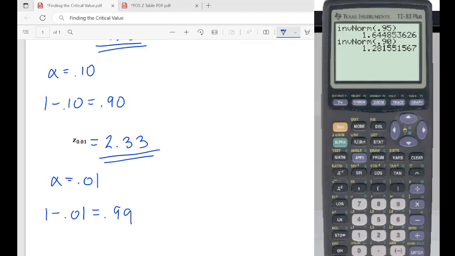No difference with the calculator, but let's just do it again to make sure. We're going to go to second and vars, inverse norm number 3, and our area is 0.99. There we go, 2.326, so it's 2.33 just like we got before on the table. So regardless of whether you use a table or a calculator, you have to do 1 minus your alpha value to get the area on the left, and then you look into the body of the table to get the closest z-score to it, or you can use inverse norm in your calculator to get the z-score as well, or for the critical value.